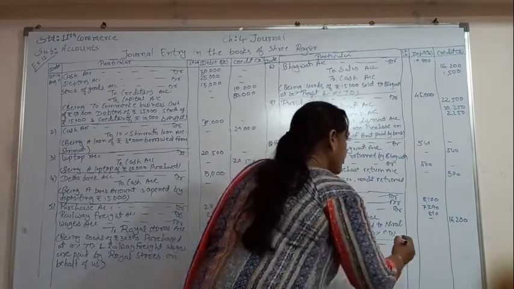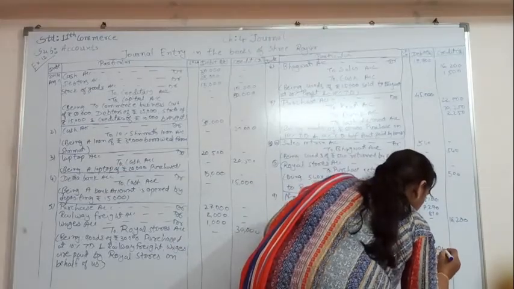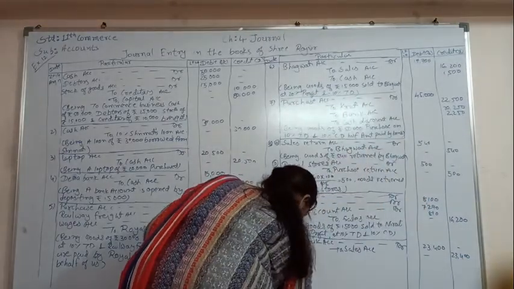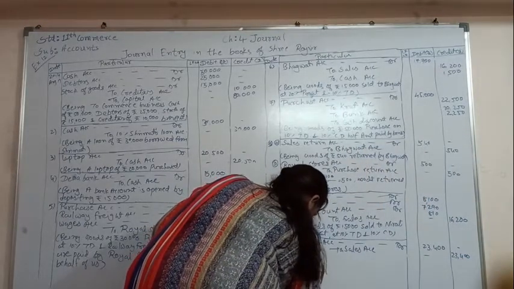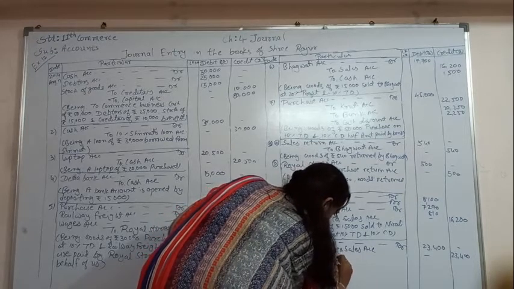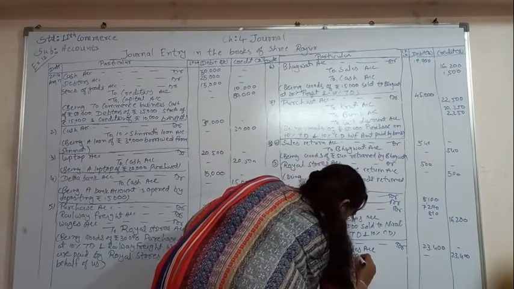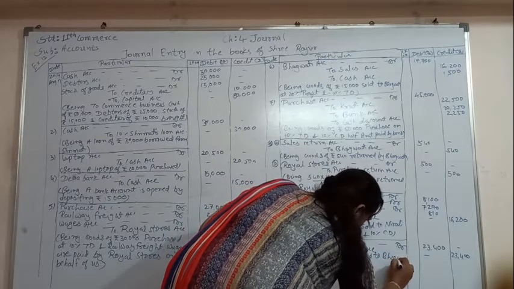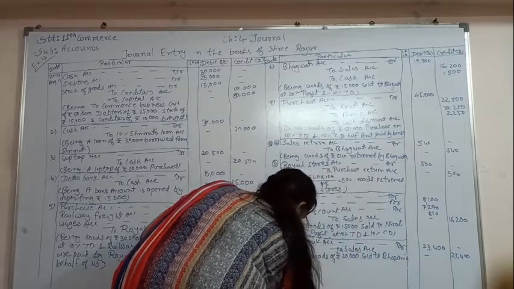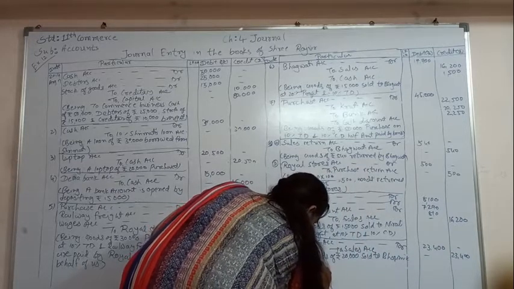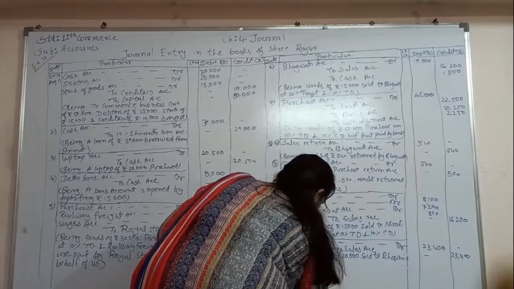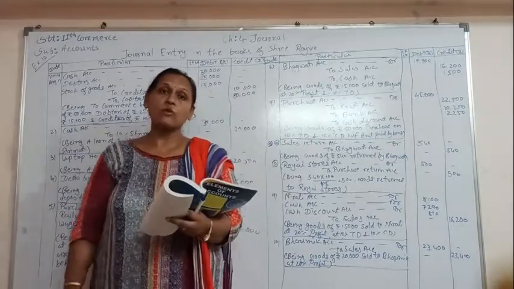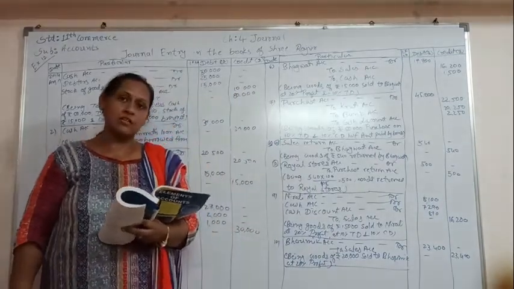Account, and the amount will be 23,400. Being goods of rupees 20,000 sold to Bhumik at 20% profit. So students, you may note this down in your notebook. Then we are going to see some more transactions of this.